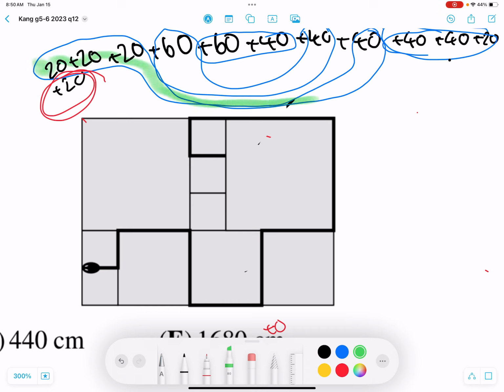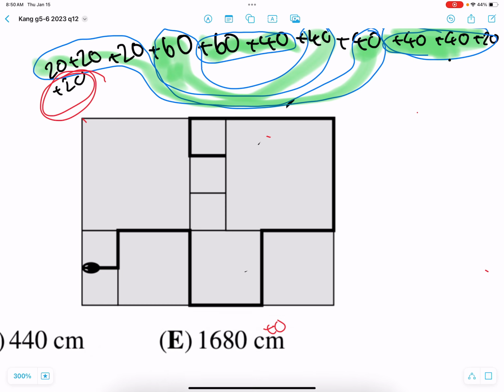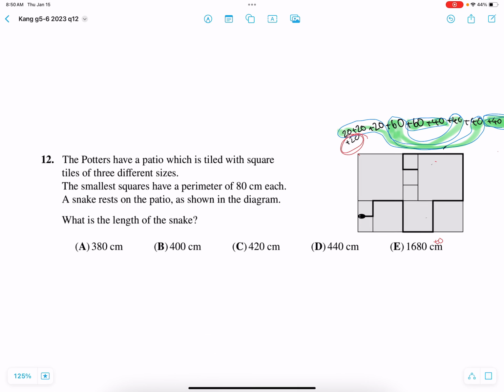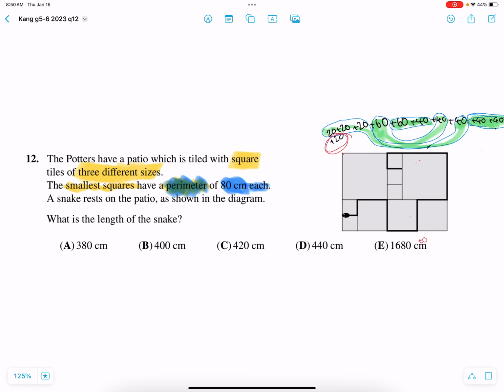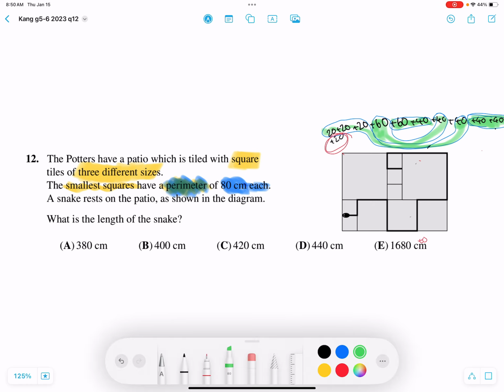So we have 100, 200, 300, 400. Yeah, there we have 420. So that should be our answer. Look, 420 is a possible answer. Let me just circle that, and here we have it. That's our answer. We're done.